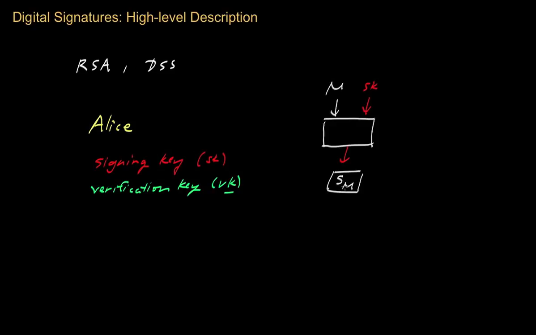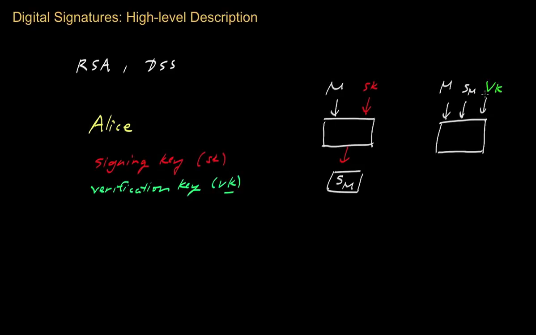Now, the verification process is analogous to the signing process, but it involves the public verification key. So in the verification process, you actually have three different inputs. The first input will be the message that you want to verify the signature of. You also need, in addition to the message, the signature on that message. What does that S sub M look like? And then finally, the final input to the verification scheme will be the public verification key that belongs to Alice.